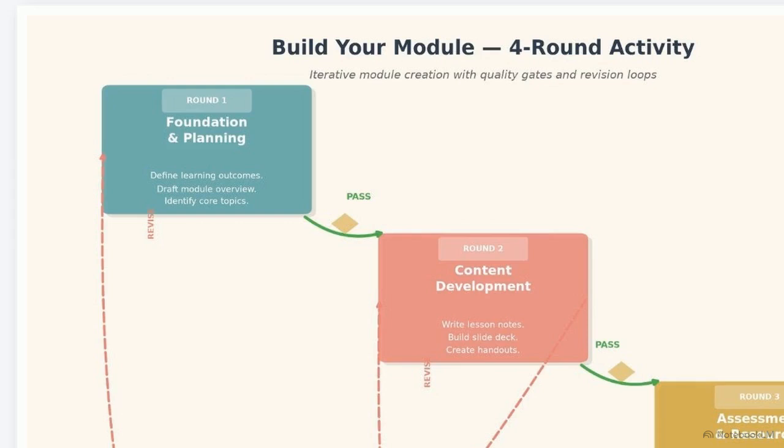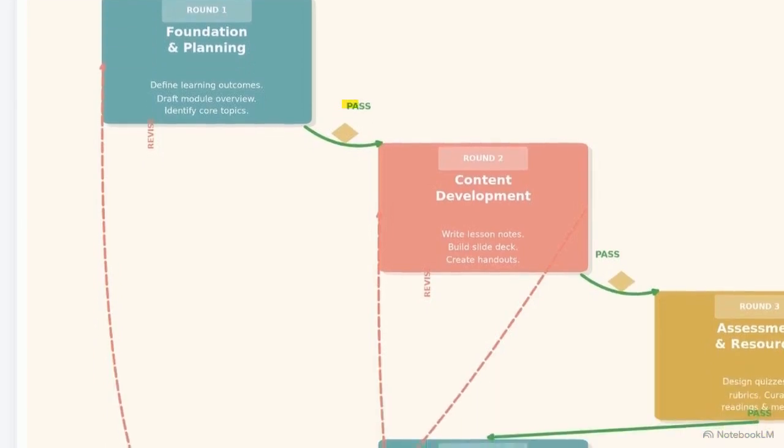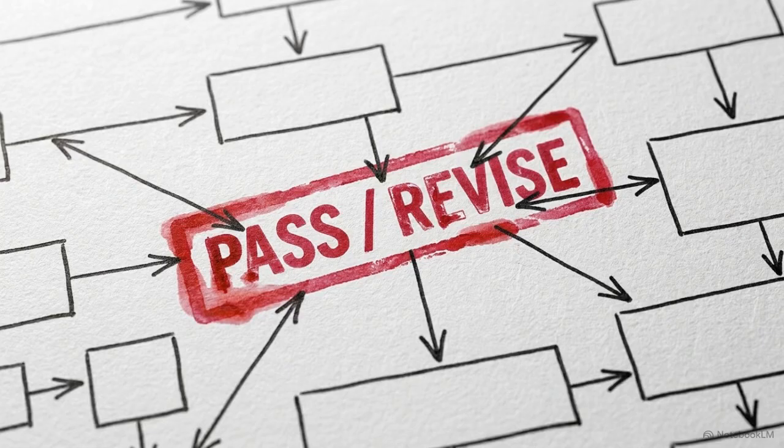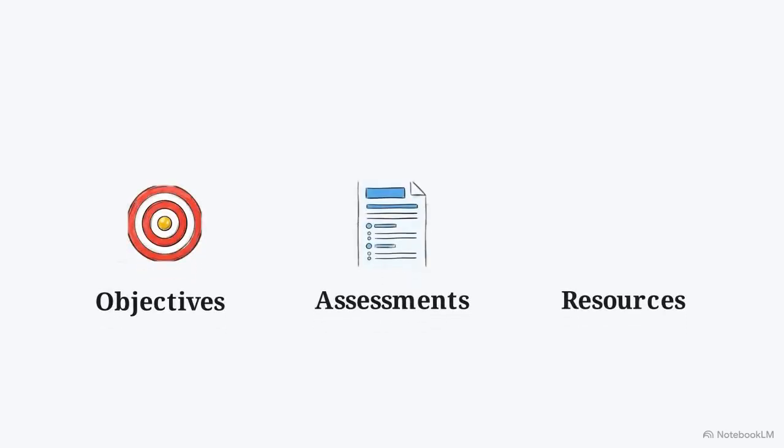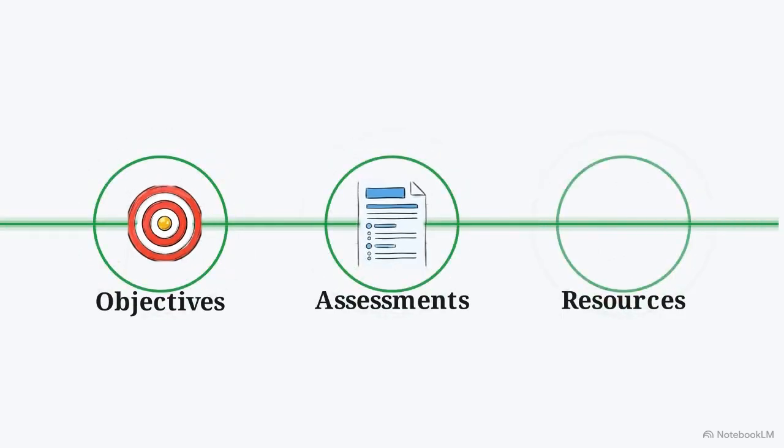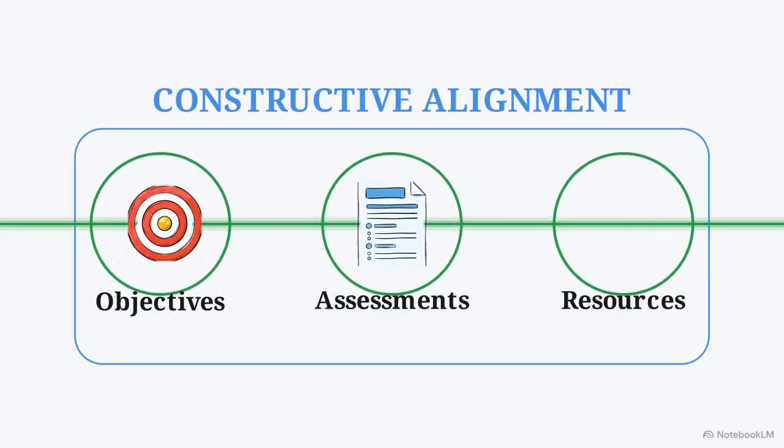This flowchart outlines our 4-round production pipeline. Notice the dashed lines looping backward. These are strict pass or revise quality gates. At the end of every round, evaluate your work against specific criteria before moving forward. Adhering to this rigid structure and utilizing quality gates prevents instructional misalignment. It's the most reliable way to ensure your assessments and resources actually support your stated objectives.